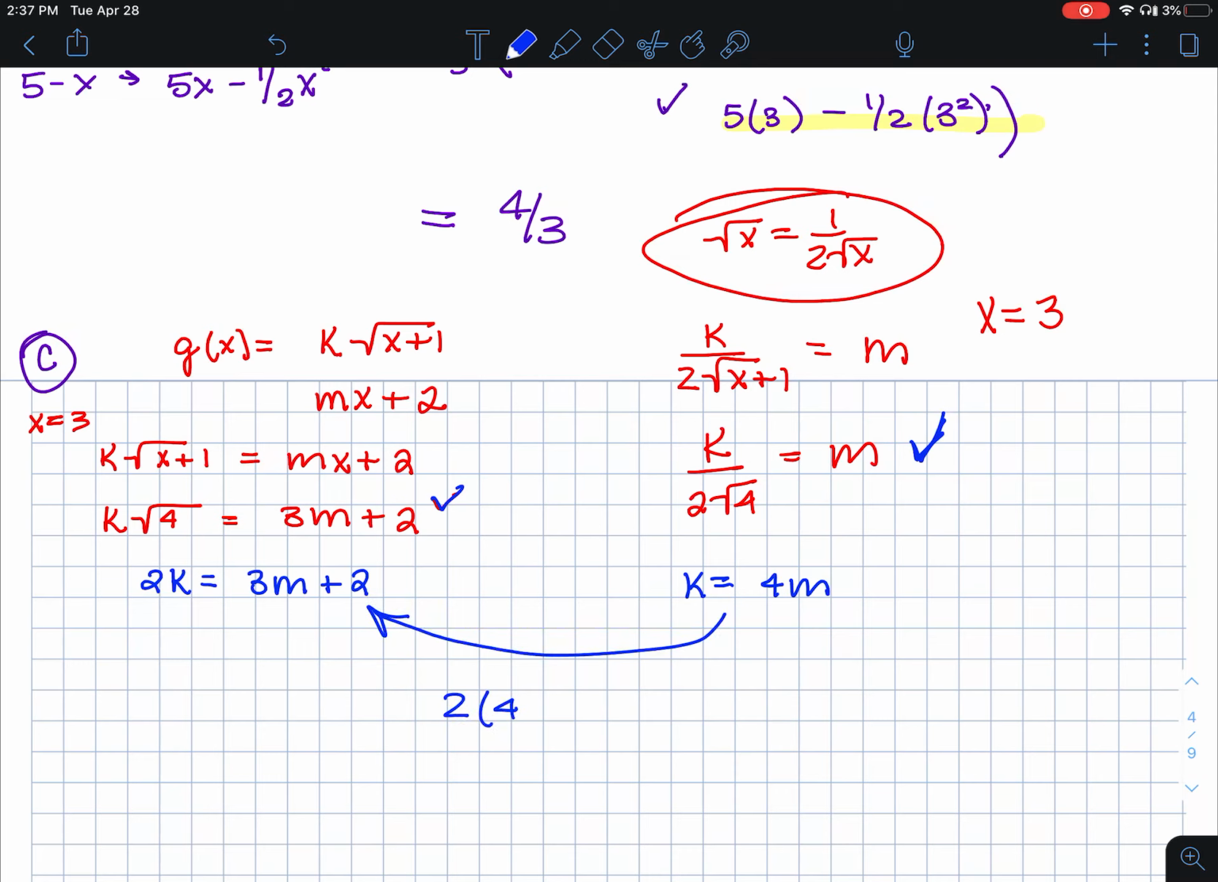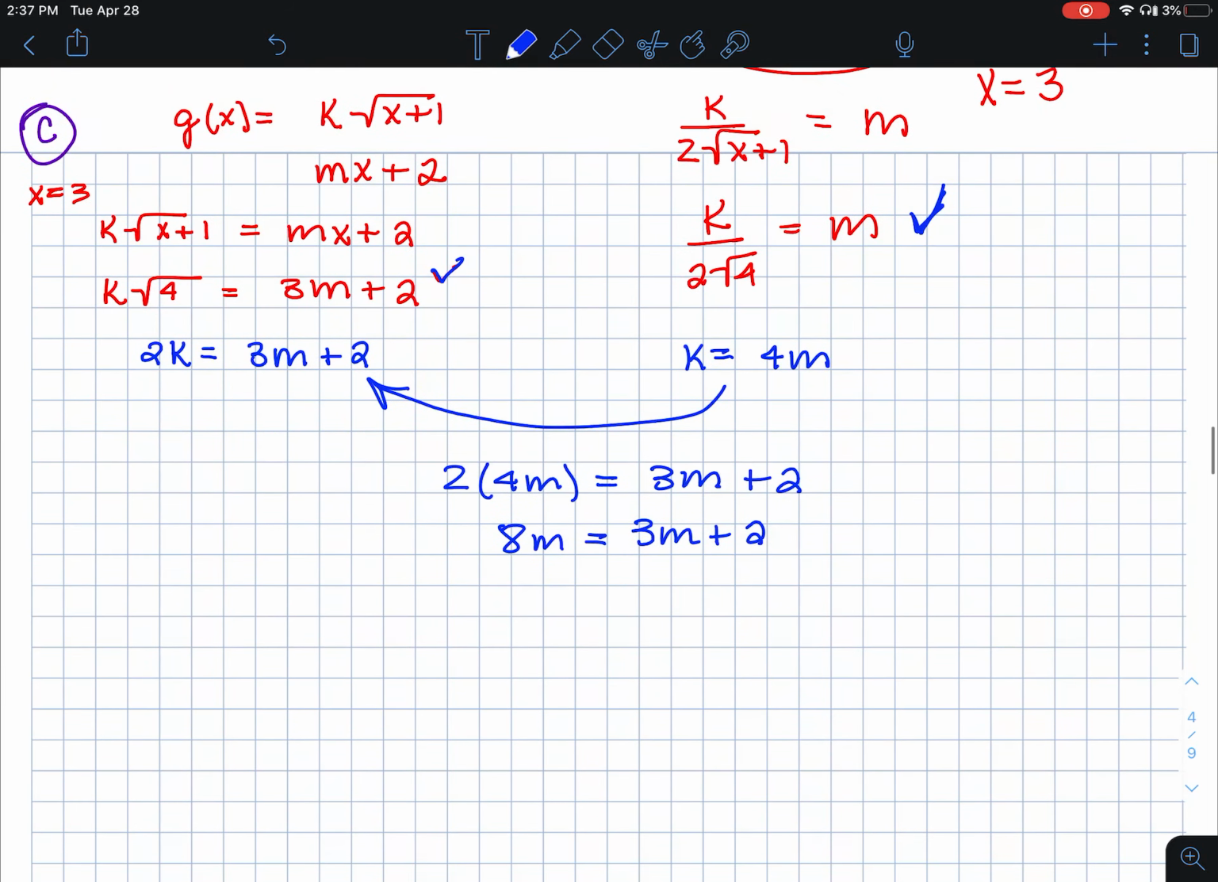So I've got 2 times 4m equals 3m plus 2. So what do I have here? 8m equals 3m plus 2. So m is going to equal 2/5. I'm going to take that m and put it in for k. So we got k equals 4 times 2/5. And that should be enough for your answer. And so the values of k and m were only worth 1 point together. So you had to get them both.